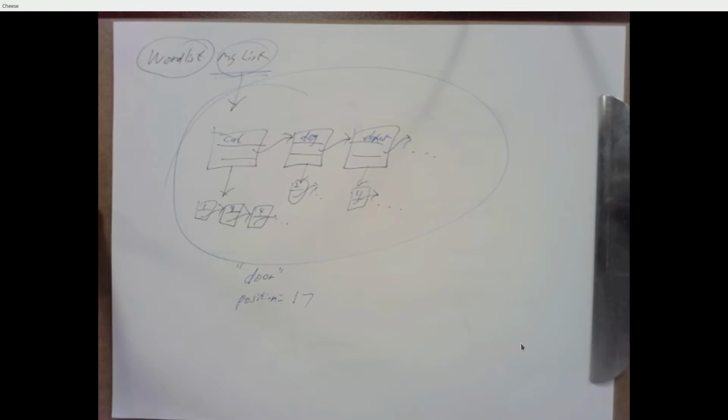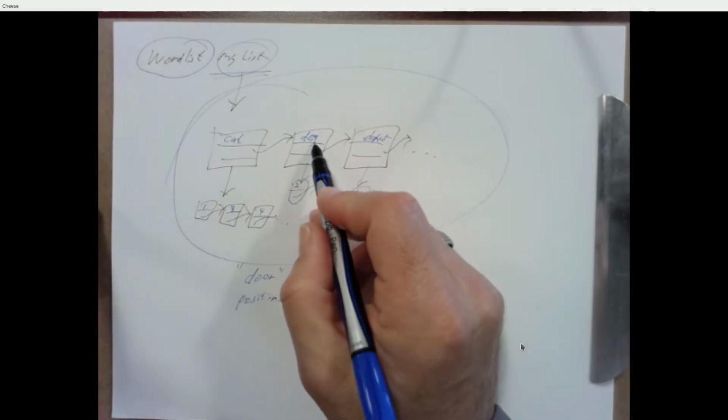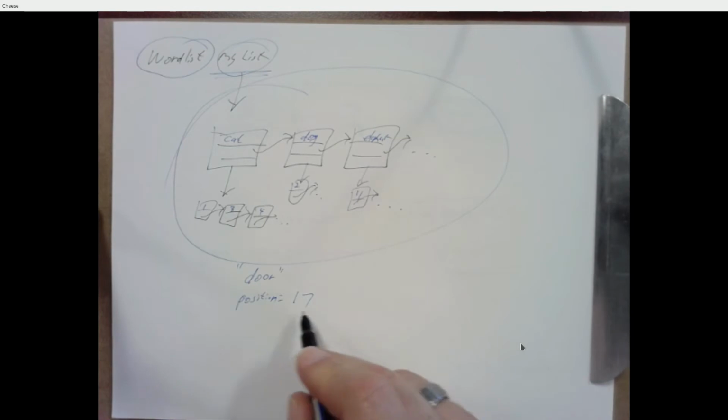If you find it, if we were inserting the word dog, for example, we'd say, okay, I've already got dog in my word list. You go down to the position list, that's a linked list of integers. Go to the end of that list, add the integer 17. That adds a reference to this word dog.